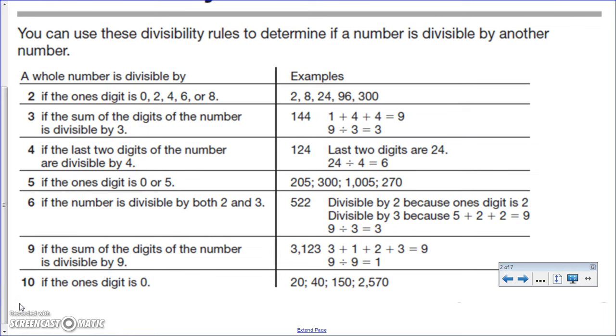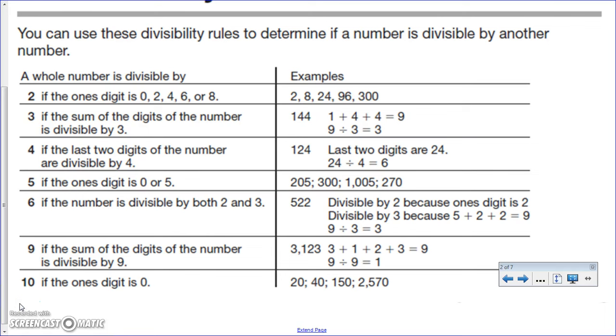A number is divisible by 6 if the number is divisible by both 2 and 3. So if it meets the 2 and 3 divisibility rules, both of them, it's also divisible by 6. So our example here is 522. It's divisible by 2 because the ones digit is a 2. It's divisible by 3 because 5 plus 2 plus 2 is 9. And we know 9 is divisible by 3. So since 522 is divisible by 2 and 3, it's also divisible by 6.